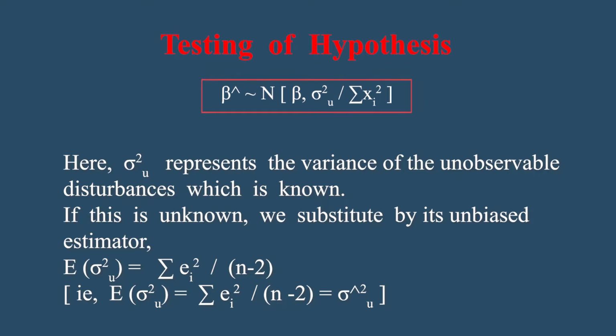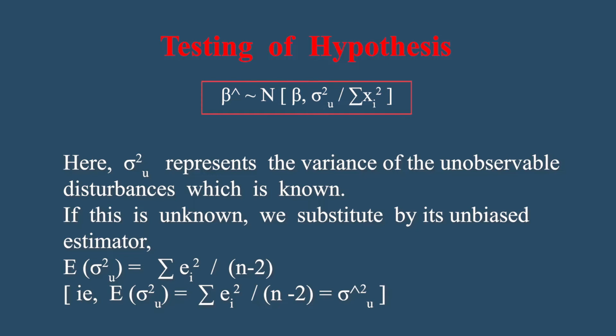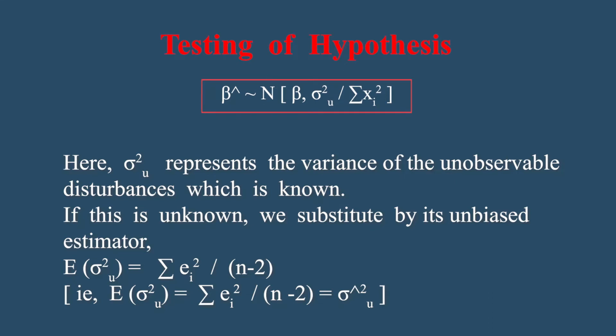But we have to take care that the variance of the disturbance term is known. In the real-life domain, we will see that this is basically unknown. So if it is unknown, we have to estimate it from the sample. From the sample, we go for summation of ei square by n minus 2. This ei is basically the error of the sample, with summation of ei square in the numerator divided by n minus 2, which means n minus 2 degrees of freedom.